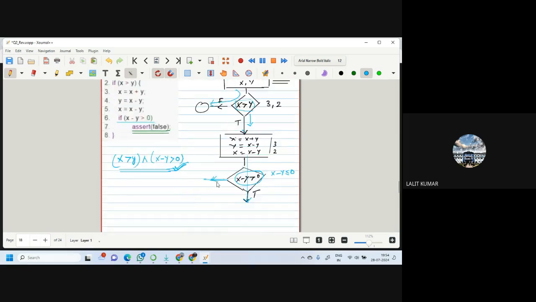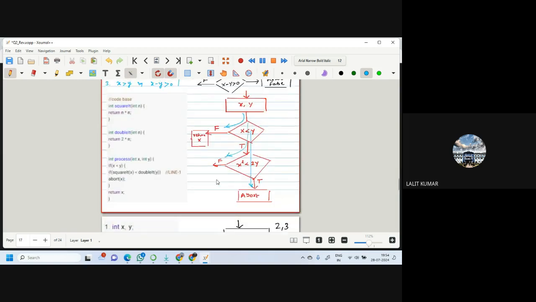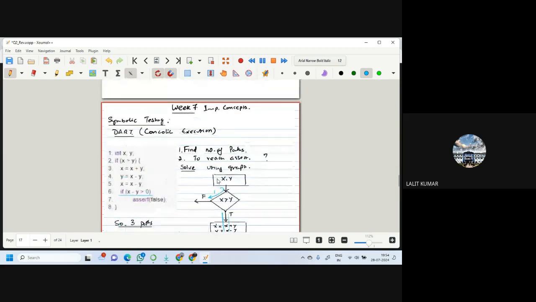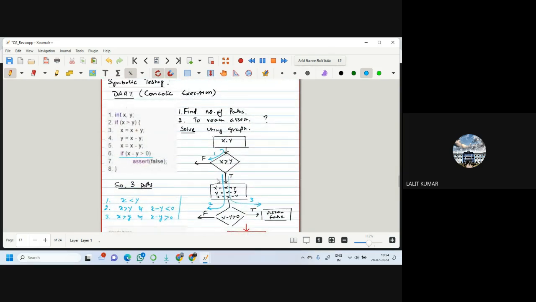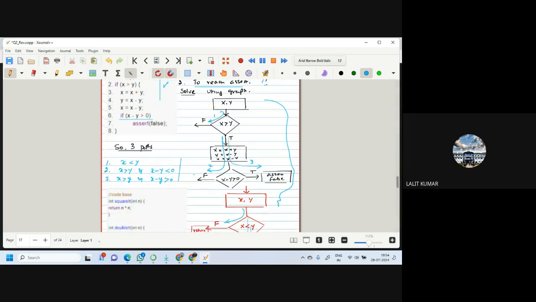So on this, let's see what kind of questions they are asking. I'll go to the previous question here. In this question, they have asked to find the number of paths. So we have seen there are 3 paths to reach assert. What will be the conditions? Like I mentioned earlier, I generally take the help of the graph. And when you make the graph, things become very, very clear. So there are 3 paths.